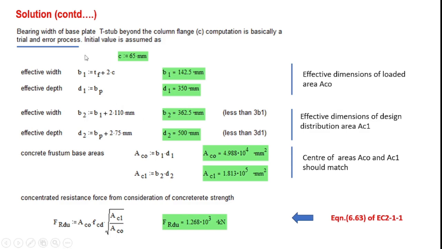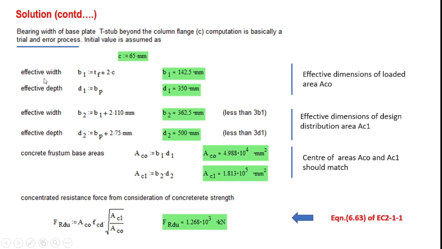Now let us proceed for the calculation of the bearing width of the base plate T stub. Please remember that the computation of the value of C is basically a trial and error process. So to begin with, we start with the width of the bearing area C as 65 mm. Based on this value of C, we calculate the critical areas, that is the loaded area AC0, which is at the base plate level, and we also proceed for the calculation of the effective design distribution area AC1.